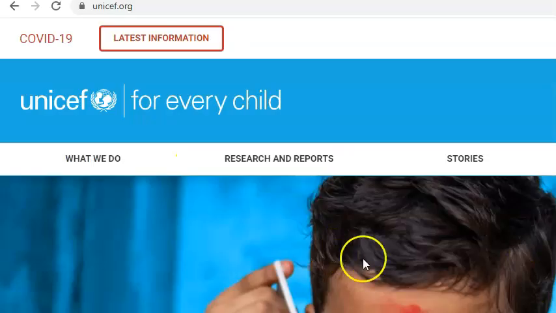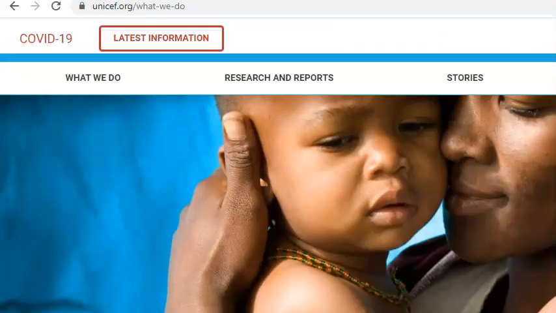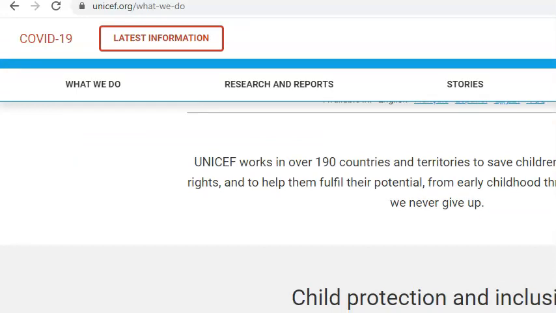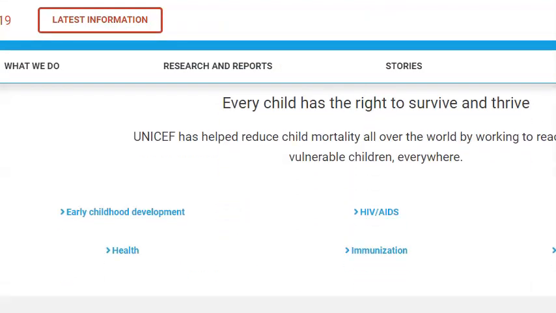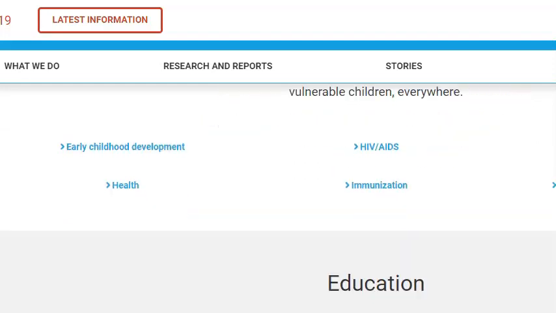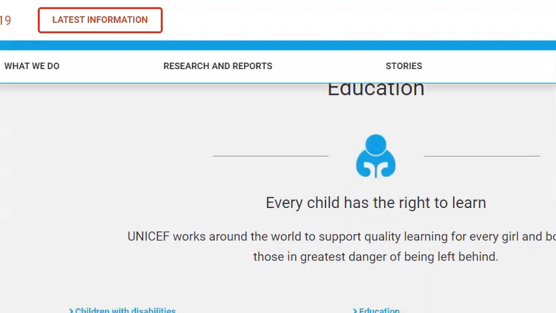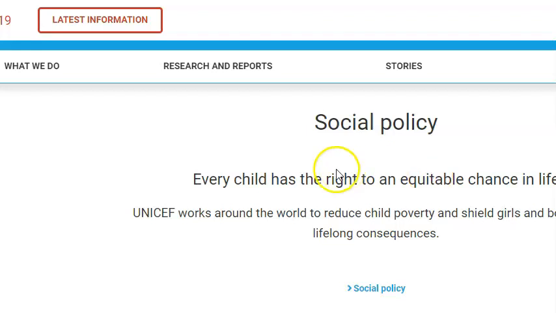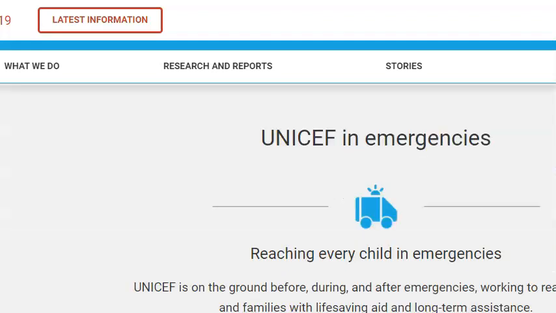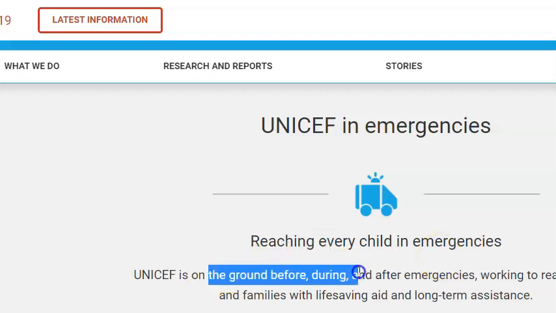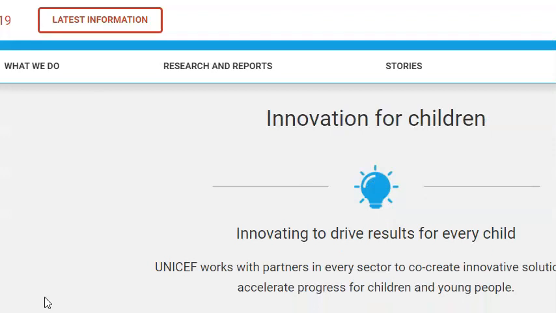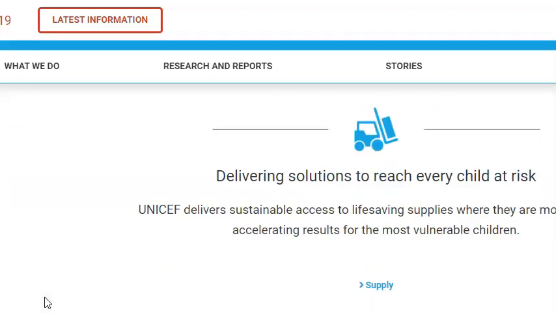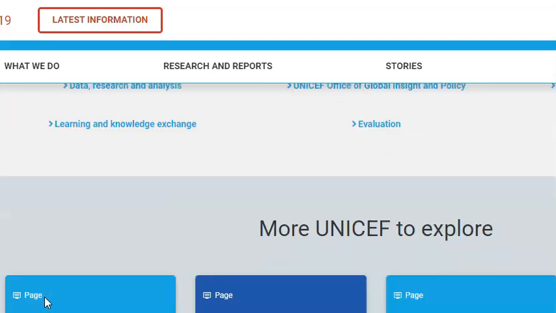So what are we looking at, people? UNICEF, this is the website, unicef.org. What we do: they also deal with adolescents, child with disability, child survival. Every child has the right to survive and thrive. Early childhood development, HIV, AIDS, immunization, nutrition, health, water, sanitation, hygiene, education, social policy. Every child has the right to an equitable chance in life. UNICEF in emergencies, reaching every child in emergencies. Gender: every girl has the right to fulfill her potential. Innovation for child, this goes on and on. Supply and logistics, research and analysis. They are doing more.